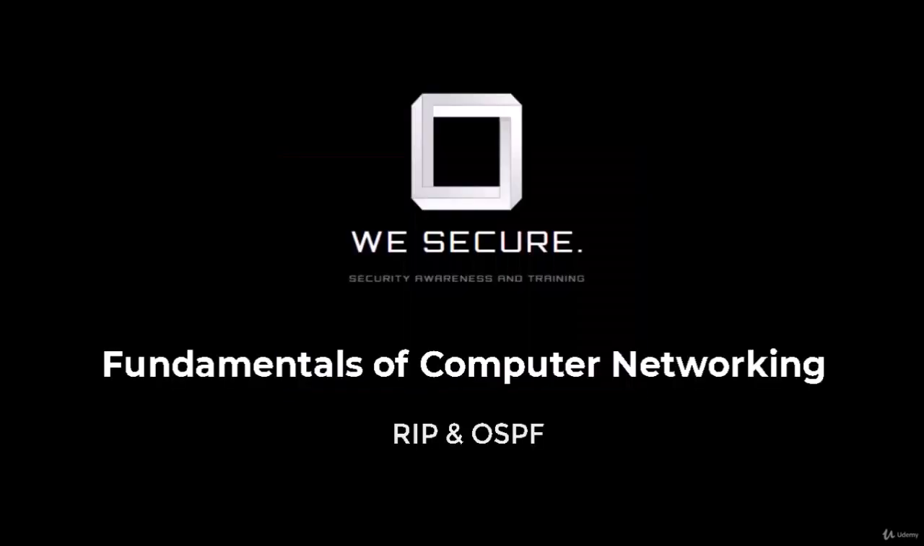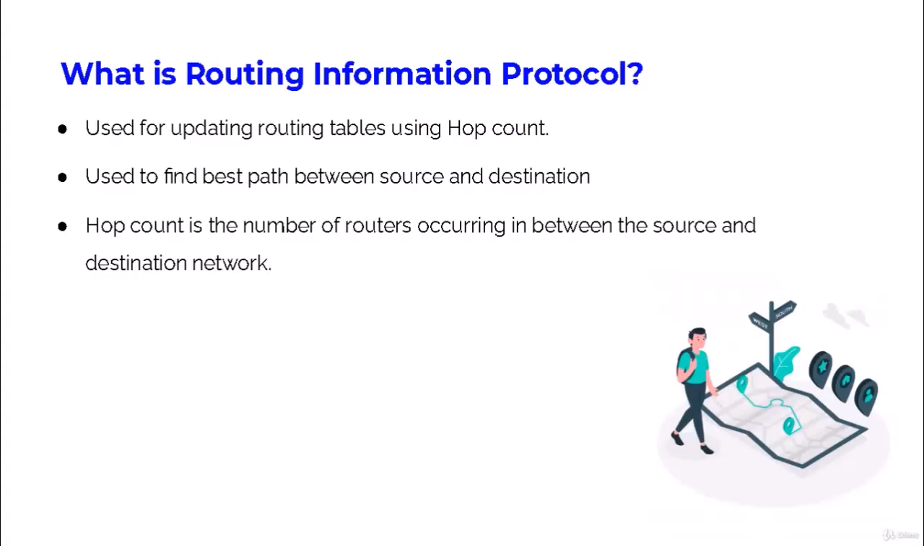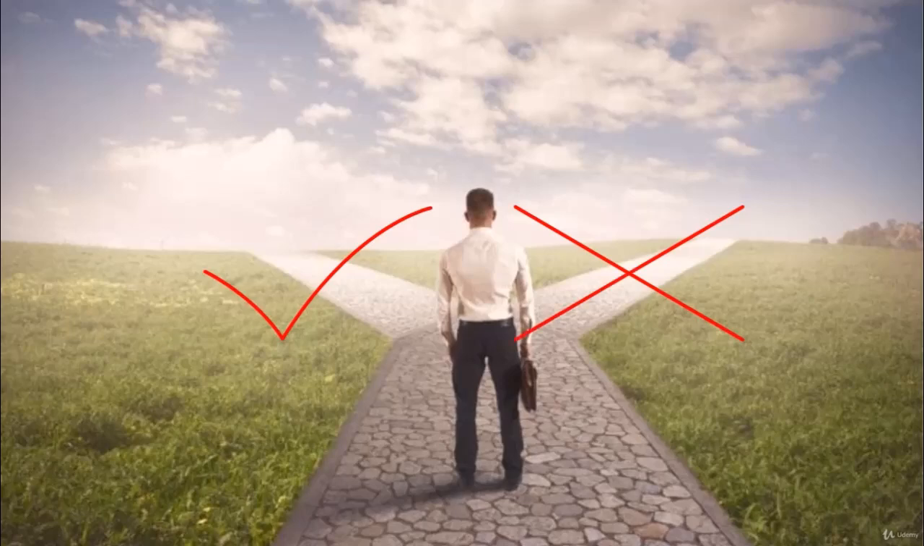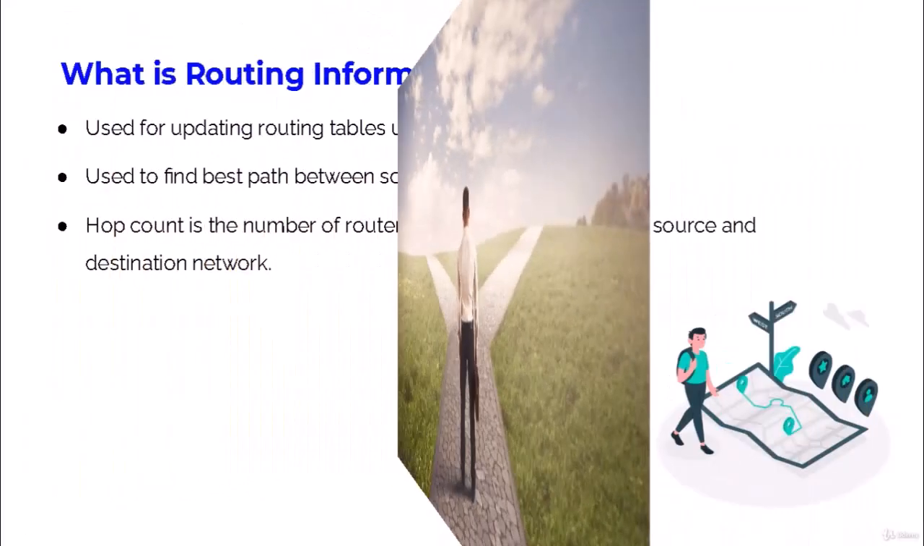Let us start with the Routing Information Protocol and the Open Shortest Path First protocol. What is Routing Information Protocol? It is a dynamic routing protocol which uses hop count as a routing metric to find the best path between the source and the destination network.